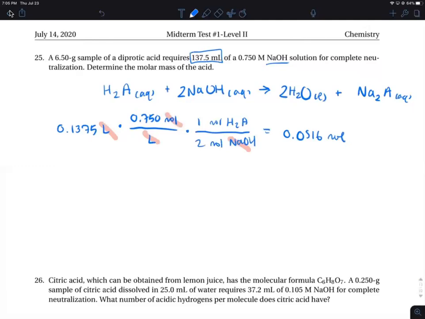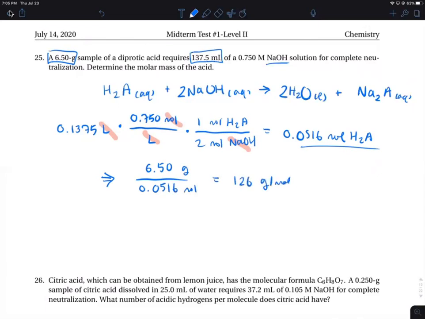And then from here, we can find the molar mass just by dividing how many grams of it we have by the number of moles. So we do 6.50 grams per 0.0516 moles, and we get around 126 grams per mole to 3 sig figs. All right.